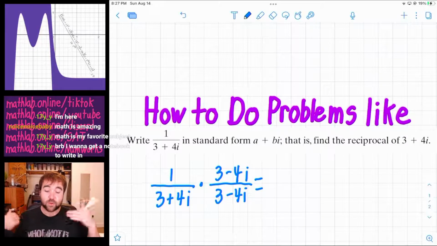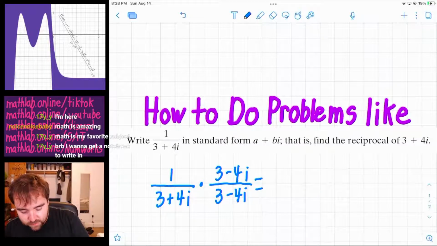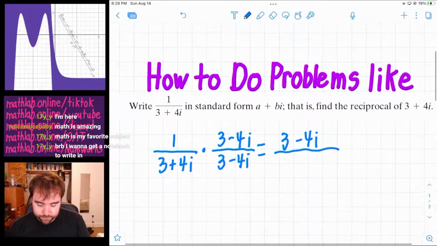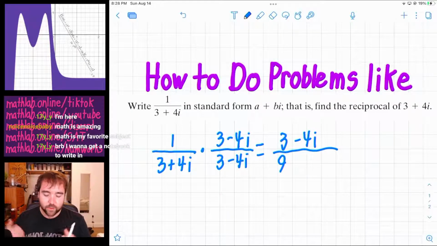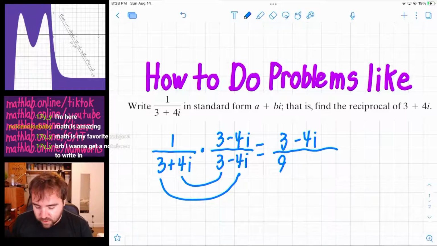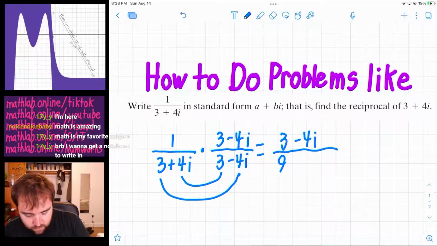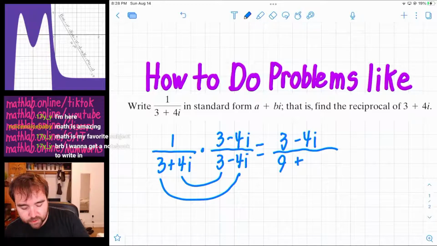So we're not actually changing what this looks like at all. But, well, no, we change what it looks like. We're not changing what it's equal to. So what this ends up being is 3 minus 4i over, we multiply that out on the bottom, we get 9. And then remember the whole thing with the complex conjugates, we have 4i times 3, 3 times negative 4i. Those cancel out. And then this becomes minus 16i squared, but i squared is negative 1. So that's plus 16.